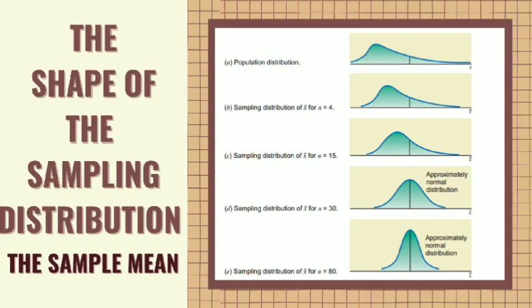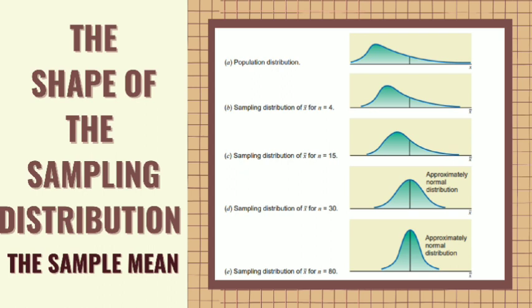To help you visualize, we have here figures to show the concept of case number 2. We have 5 figures. Figure A, the upper figure in the picture, is the population distribution curve, but it is not normally distributed. The figures below, from figure B to figure E, are the sampling distributions of the sample mean, but with different sample sizes taken from the population distribution: 4, 15, 30 and 80.